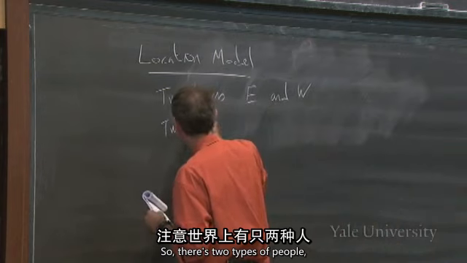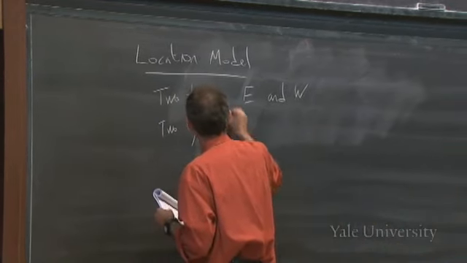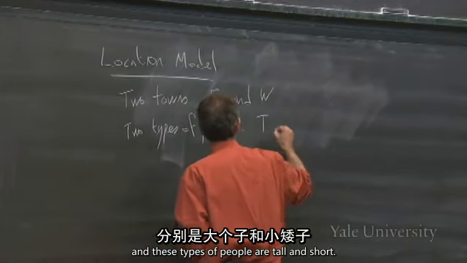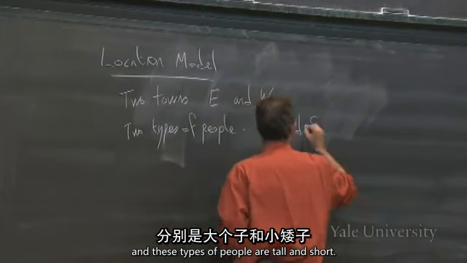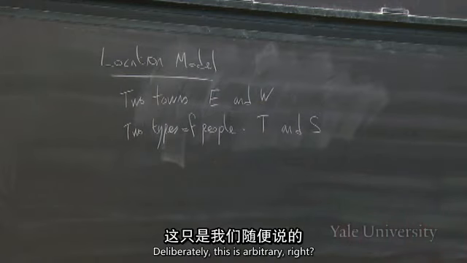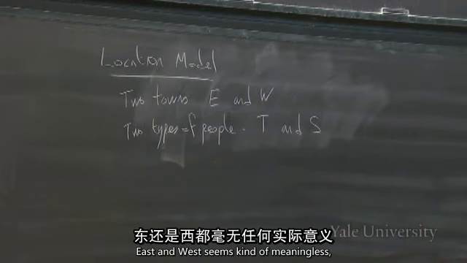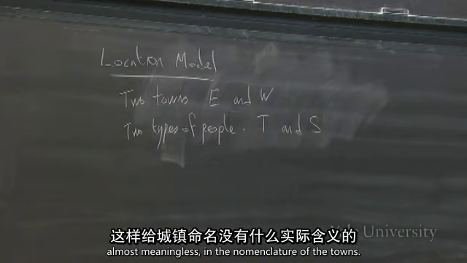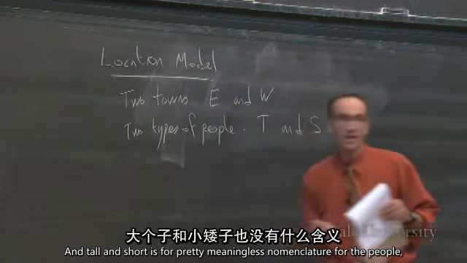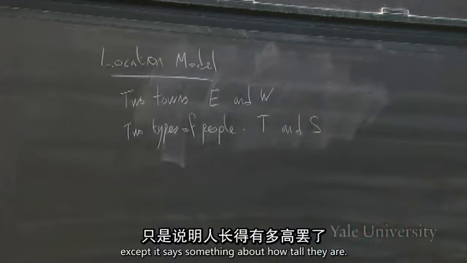And we're going to assume that there are two types of people in the world. So there's two types of people. And these types of people are tall and short. All right? And deliberately, this is arbitrary, right? East and west seems kind of meaningless, or almost meaningless nomenclature for the towns, except I guess it says something about where they are, and tall and short is a pretty meaningless nomenclature for the people, except as it says something about how tall they are.